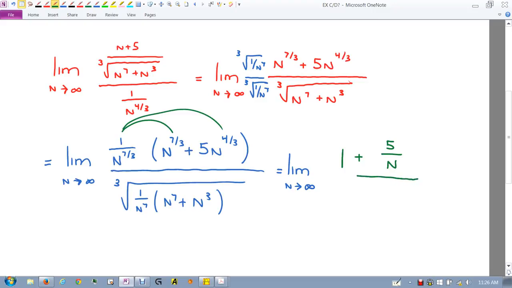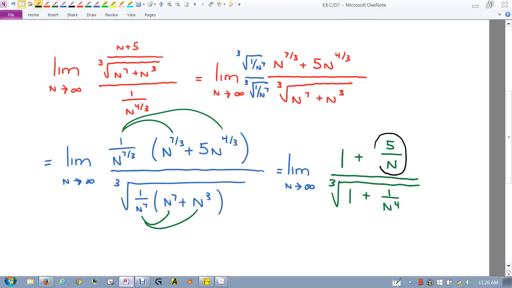And then on the bottom, cube root of, passing this one through here and here, what do we get? 1 plus 1 over n to the 4th. Now the whole reason we do this is to try and overcome this infinity over infinity thing. And by doing it like this, watch what happens when n goes to infinity.